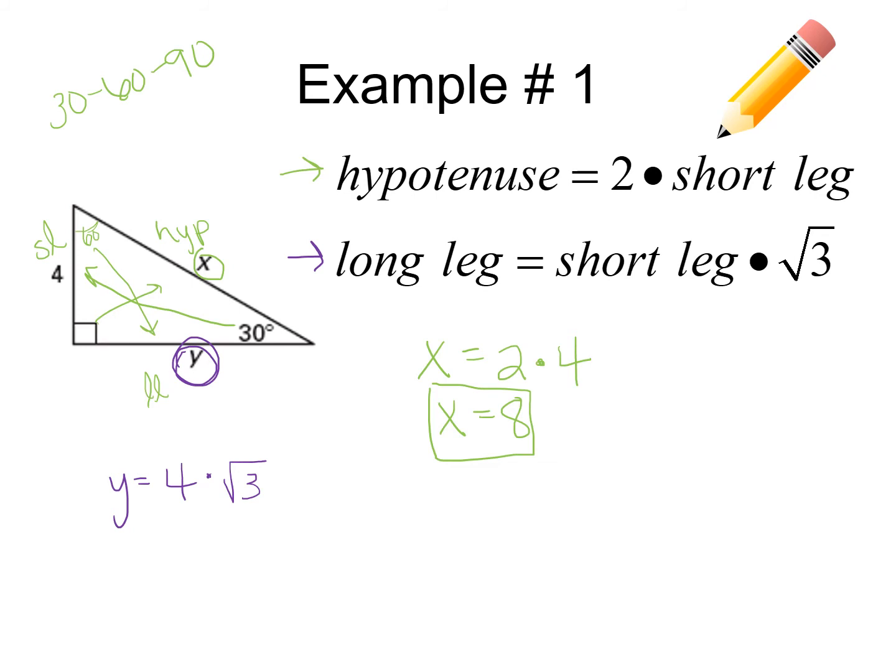Now again, remember, can I multiply the 4 and the 3 together? I can't because one's inside the radical and one's outside. So my long leg here would be 4 times the square root of 3. So just like that, we found the hypotenuse and we found our long leg.